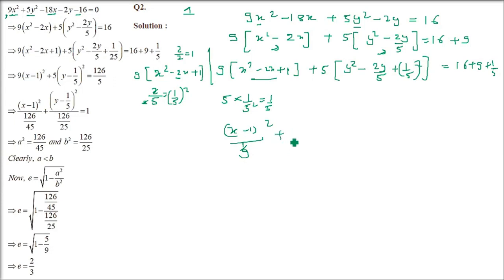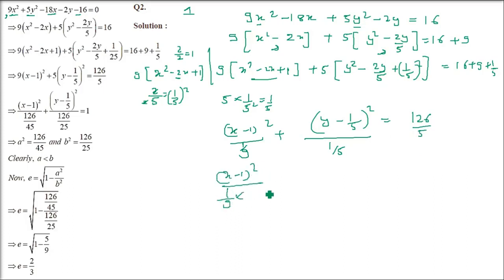Then you have this y, this will be y minus 1 by 5 whole square, and 1 by 5, 5 will come down. So y minus 1 by 5 whole square. And this total, if you add, is going to be 126 by 5. Now divide both sides by 126 by 5. So x minus 1 whole square by 1 by 9 into 126 by 5 means 126 into 5. And there you get plus y minus 1 by 5 whole square divided by 1 by 5. And this 126 by 5 will also come.